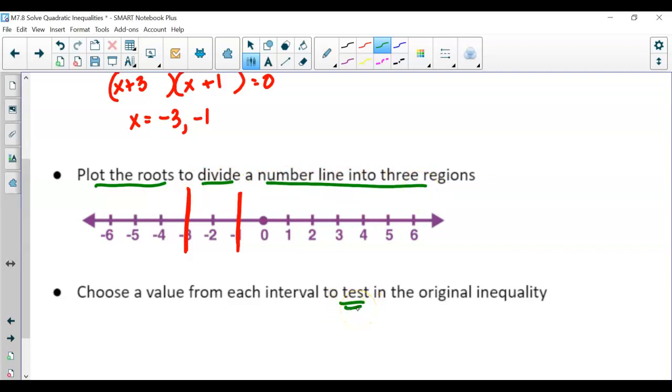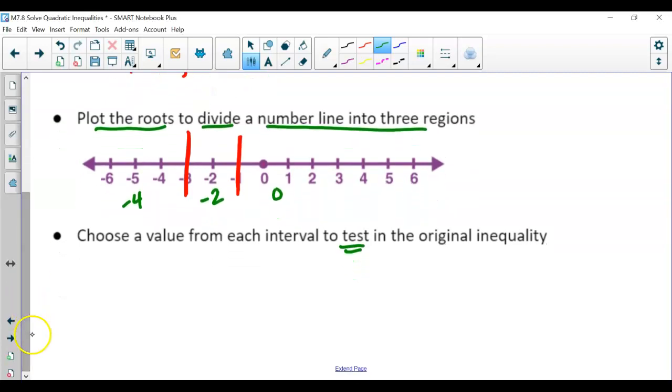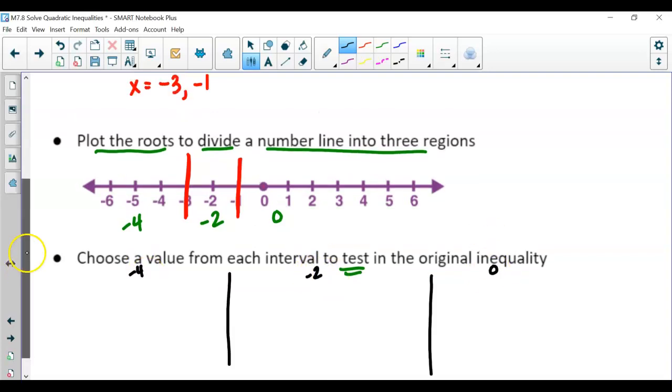And this is what we mean by testing. But let's choose a value. Now, because we've included -3, I could choose -3, but I'll just go ahead and put -4. Then here I see -2, and here I'll use 0. So we are now going to test the original to see if this is a solution. So we're focusing on -4, -2, and 0 to see if they're solutions.